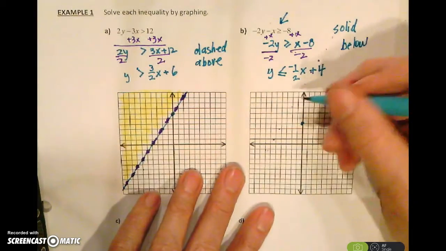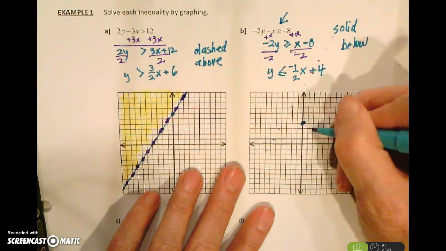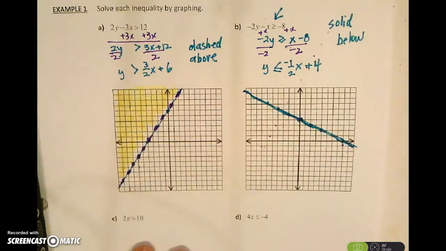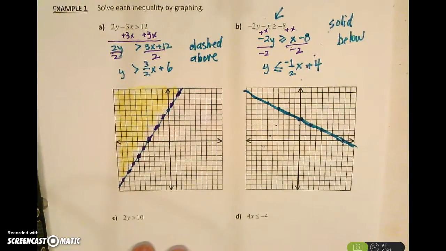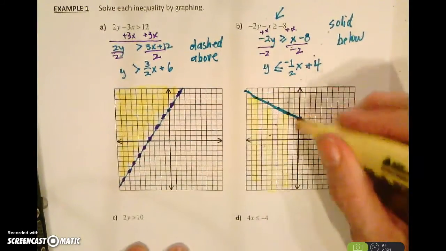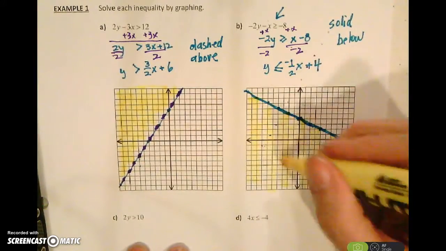So then I will graph this line. I have a y-intercept of 4 and a slope of negative 1/2. So I'll graph that. I've graphed it with a solid line this time, and I'm going to shade below it. So I'll shade underneath the line this way. These are all my solutions.